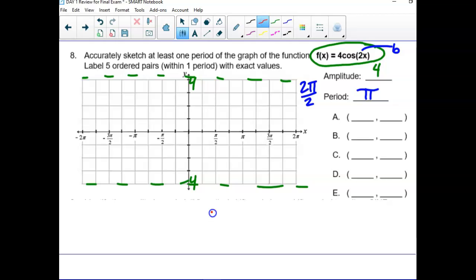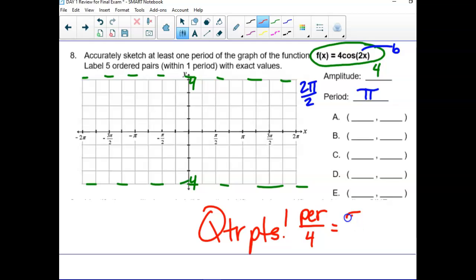And then you have quarter points. Remember, quarter points is where you take whatever you've discovered the period is and divide it by 4. So in this case, it's just pi over 4, because the period was just pi. So we're going to need a value at pi over 4, 2 pi over 4, which is pi over 2, 3 pi over 4, 4 pi over 4, which is pi, and that'll be 1 period, and it says you only have to do 1 period if you want. It's enough for me.